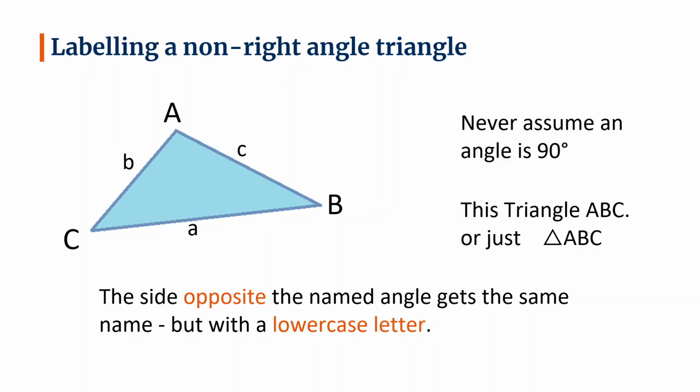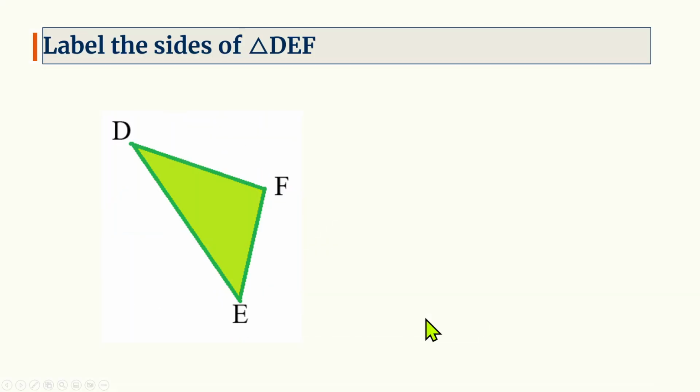We need the angles to all have names, and we need to mark the sides properly. Remember, it's with a lowercase letter that matches the opposite angle. So take a second and make sure you could label the sides of this triangle. We know that first of all, this is a triangle DEF.